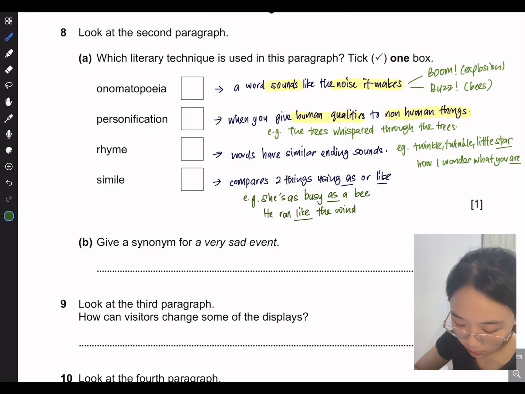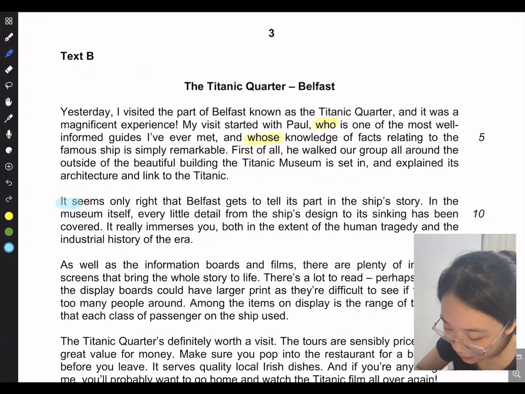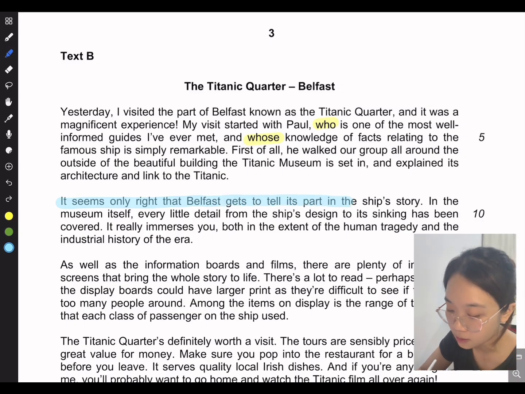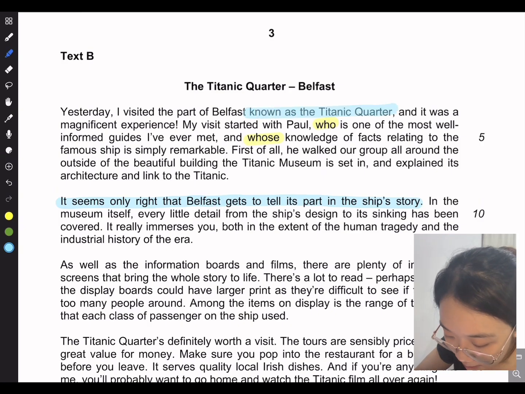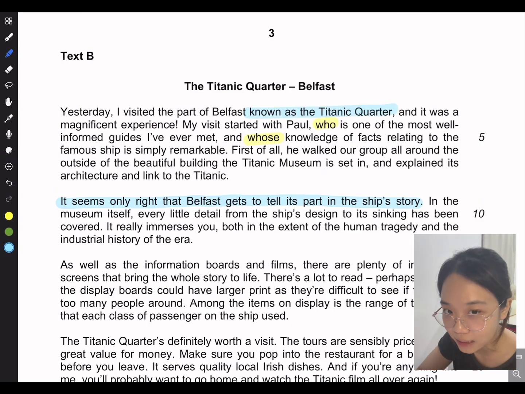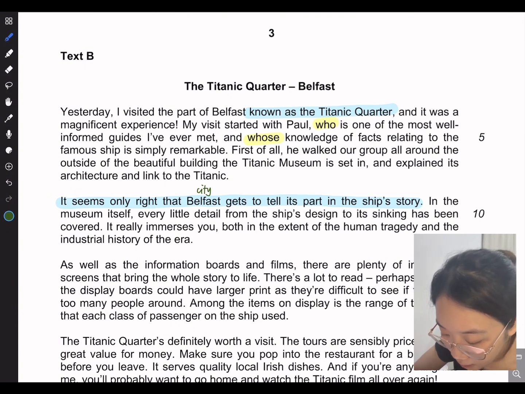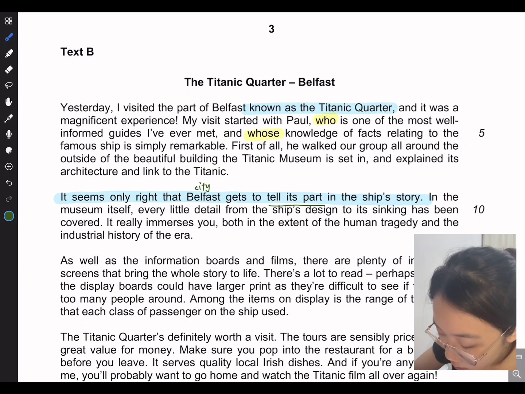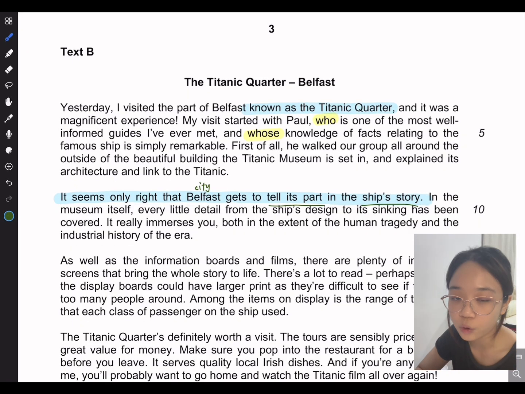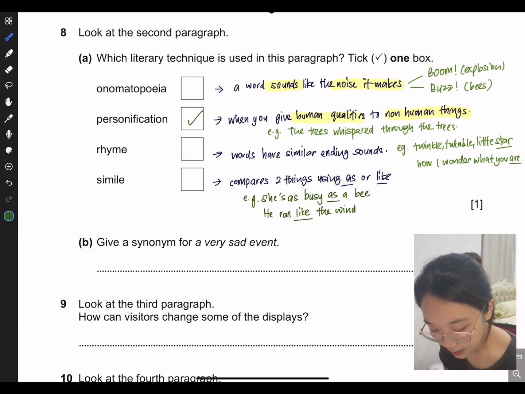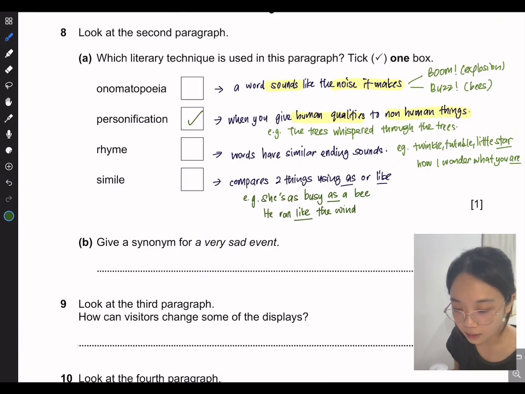Okay, so you can take a look at this sentence here. It seems only right that Belfast gets to tell its part in the ship's story. So what is Belfast? Belfast is actually known as the Titanic Quarter, and it is also a city. So from here you can tell that this is actually personification because this city is given humans' ability to tell its part, which means to tell the ship's story, which only humans can do. So this is personification.